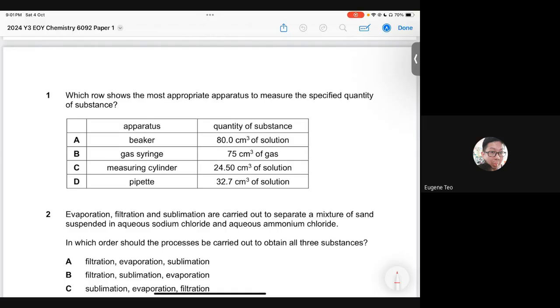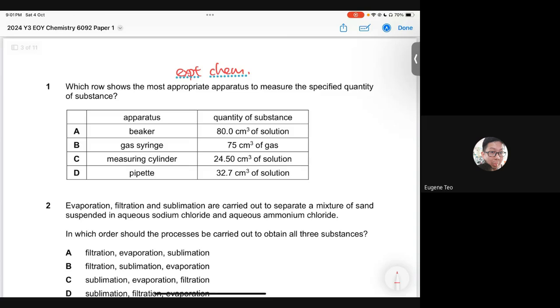Which row shows the most appropriate apparatus to measure the specified quantity in the substance? This one is testing your experimental chemistry. Looking at all these apparatus, I will strike out those that I know definitely won't be correct. The first thing that struck me was the measuring cylinder. A measuring cylinder is normally not 2 dp. If I want 2 dp, it should be a burette. Therefore, C cannot be the answer.